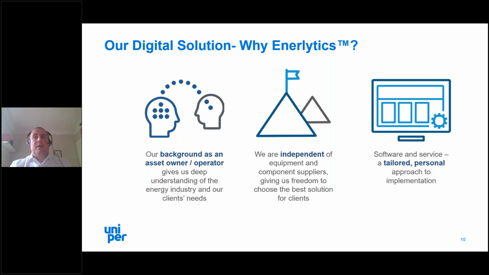We're independent of equipment and component suppliers, so in a lot of cases we either purchase equipment or we work with OEMs, or in some cases we're competitors. But what this does is it gives us freedom to choose the best solution for our clients. We're not tied to one single route of solving a particular problem. And one of the things we've really built on since we've started doing this is not just offering people a software package, but offering a service as well, a personal service which is tailored to the customer. And I'll come more onto that in a moment, because that's one of the things we've really learned is a very powerful thing.